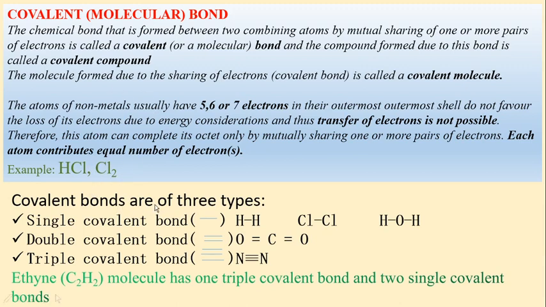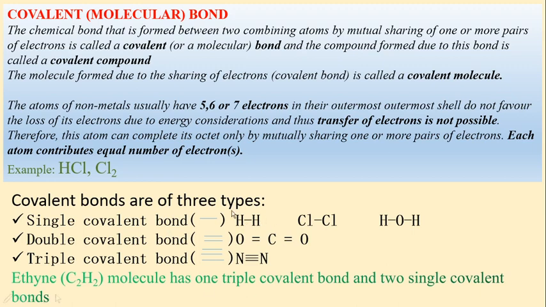The covalent bonds are of three types. How many types are there? Covalent bonds are of three types. We can name them single covalent bond, double covalent bond and triple covalent bond. So what does single covalent bond refer to? When the number of electrons shared between two atoms is only one electron, it is called a single covalent bond.